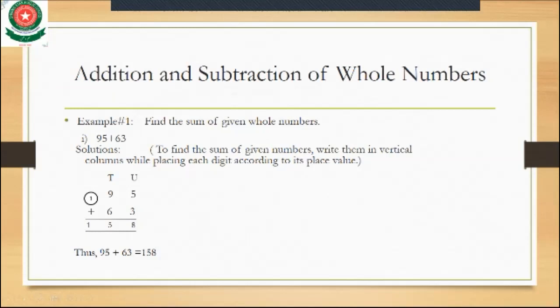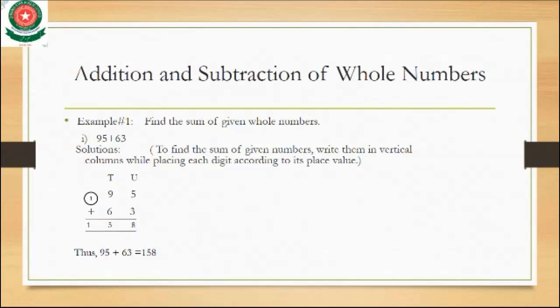Addition and subtraction of whole numbers. How can we add or subtract two whole numbers? Example number 1. Find the sum of the given whole numbers. The two numbers are 95 plus 63.